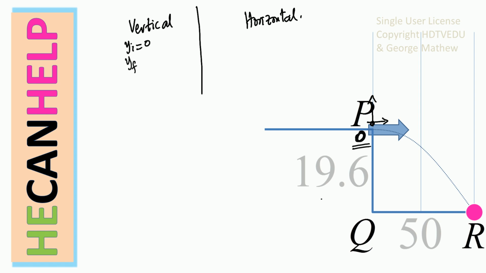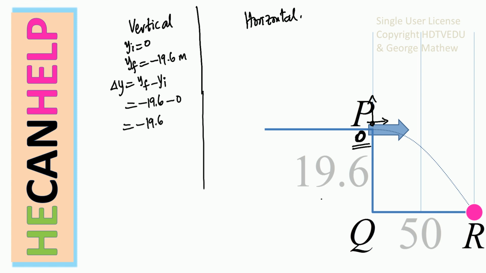What is y final? What is the vertical position of point R? It is 19.6 meters below, so it is negative 19.6 meters. So what is delta y? Change in y for the car as it moves from point P to point R is y final minus y initial. Y final is negative 19.6, y initial is 0, so you get negative 19.6.